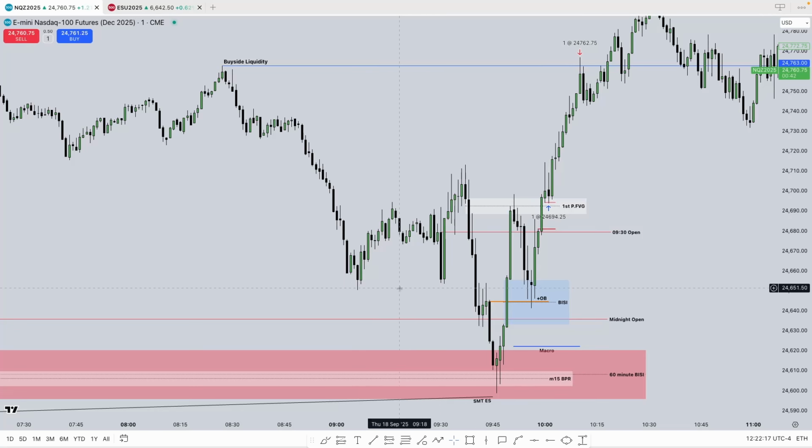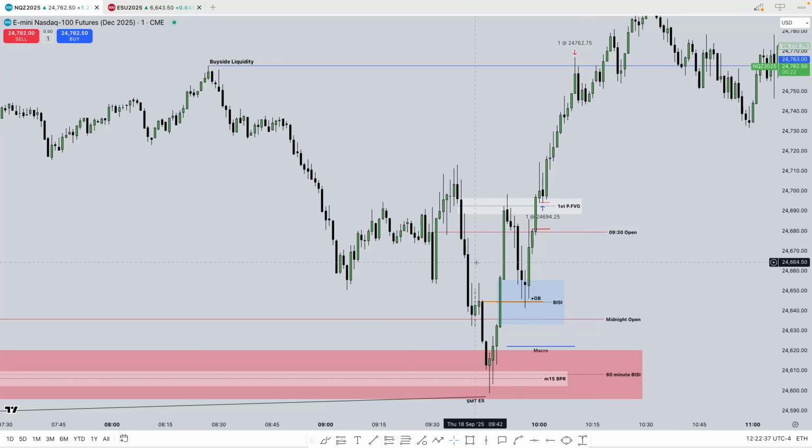What do we have here? Relative equal lows. Took out the relative equal lows into what? Discount. Into the higher time frame PD array, 60-minute BC, BPR, and then we reverse. And how do we reverse? We have these two down close candles being our order block or change in state of delivery. So the reason why is a change in state of delivery.